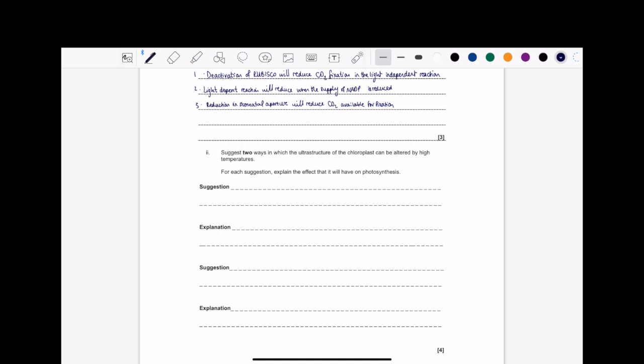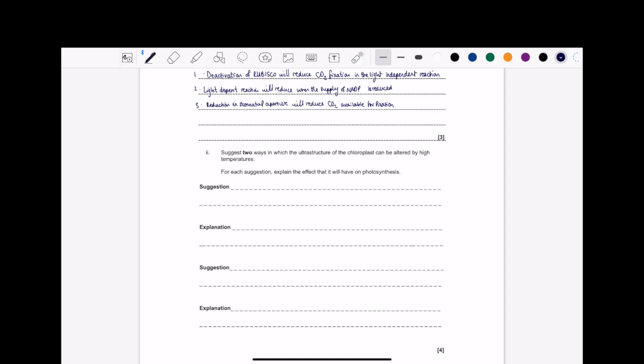But let's begin. It says, suggest 2 ways in which the ultrastructure of the chloroplast can be altered by high temperatures, and for each suggestion, explain the effect that it will have on photosynthesis. Great. So, this is suggest. So you kind of need to think a bit more abstractly, to say the least, for this. But you don't really need to do that. Because if you reword this question to something that makes a bit more sense, you'll get to the answer very fast.